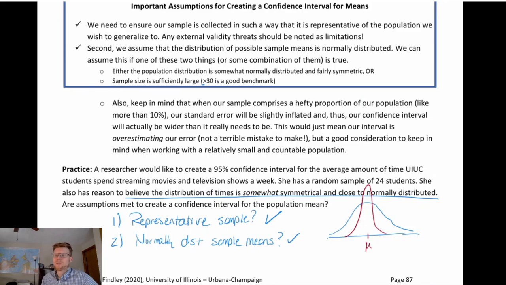That's not perfectly centered, but something like that. So as long as the population itself is pretty close to normal, the distribution of possible sample means should be normal as well, even if n is not super large. Even if n is 24, that should work here. So we got one of those two conditions, and we just need one of the two to make that assumption.